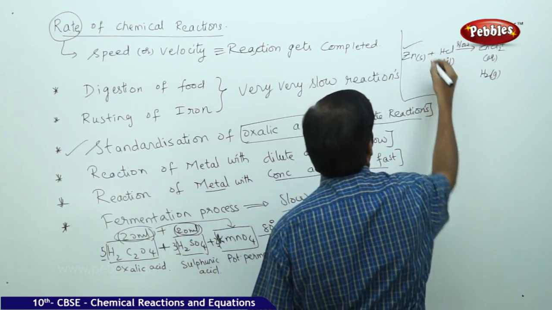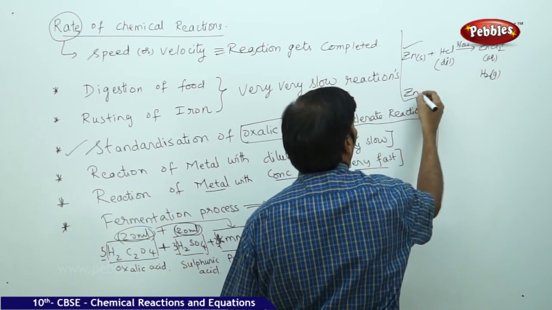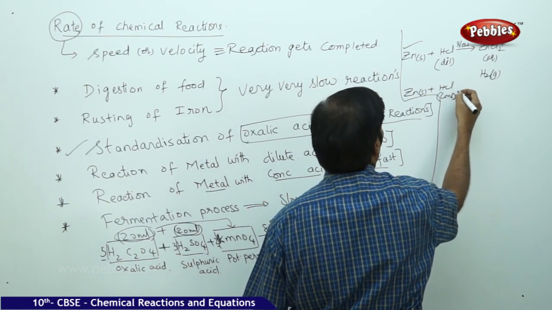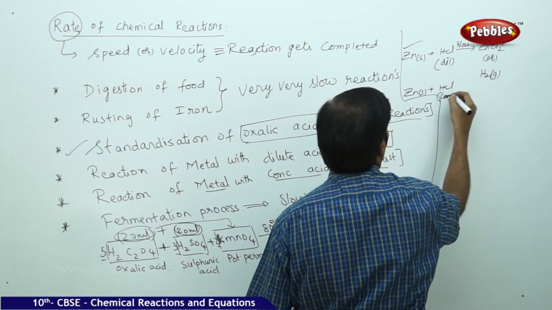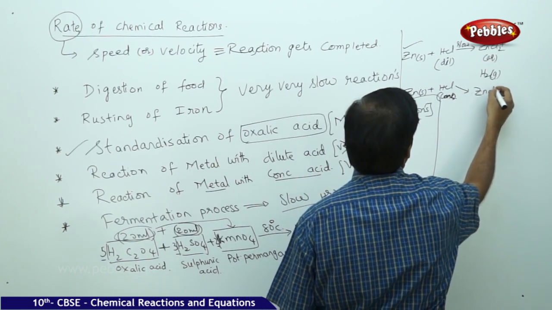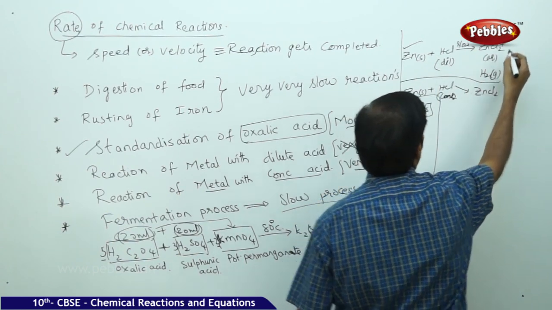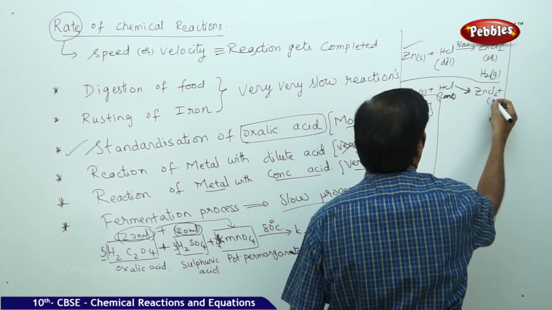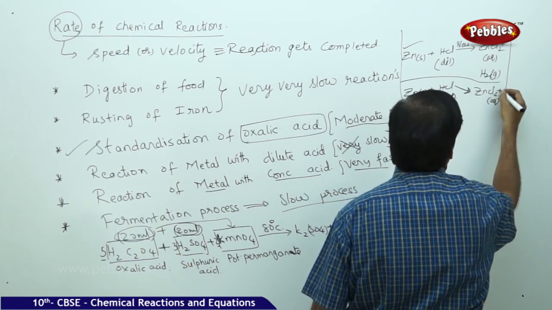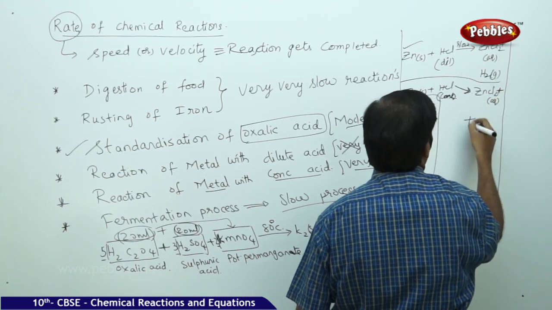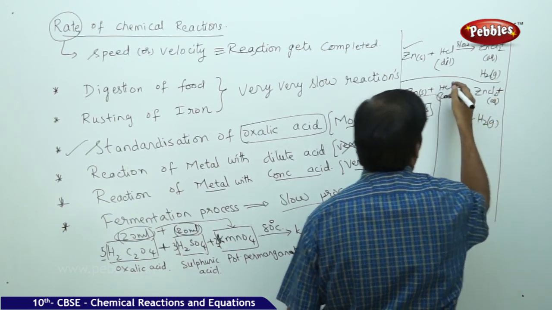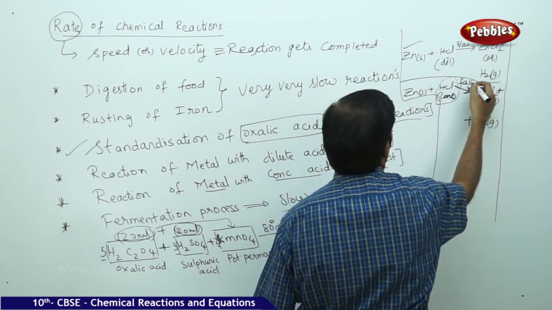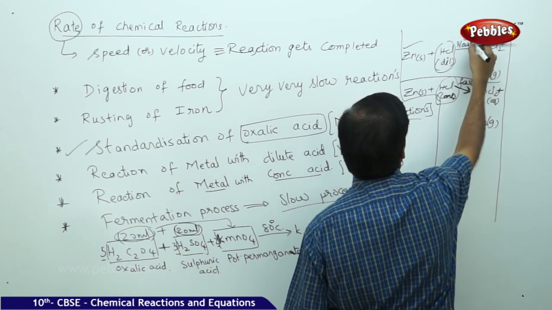But the same reaction, if you carry it out with zinc solid and HCl concentrated, then you find that immediately, yes, here you're going to get zinc chloride, no doubt about it. Aqueous zinc chloride salt is formed plus H2 gas, because the acid is concentrated, the reaction becomes very fast. Here the acid is dilute, that's why the reaction becomes very slow.